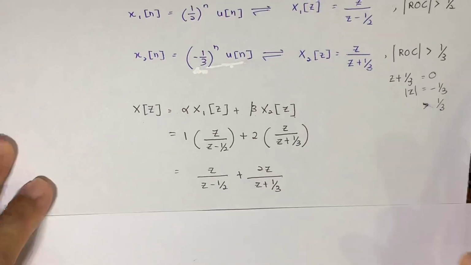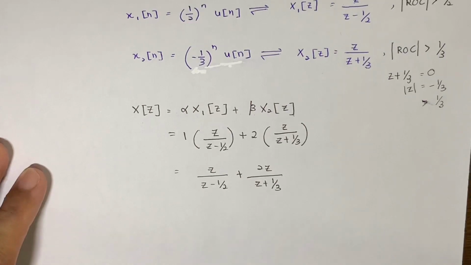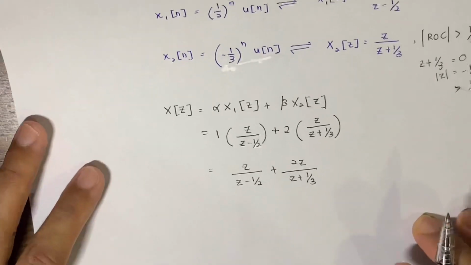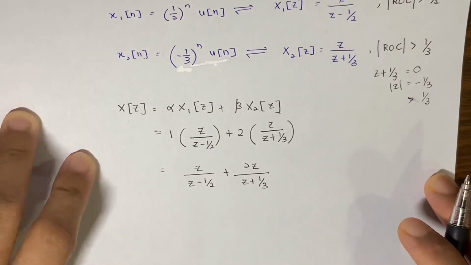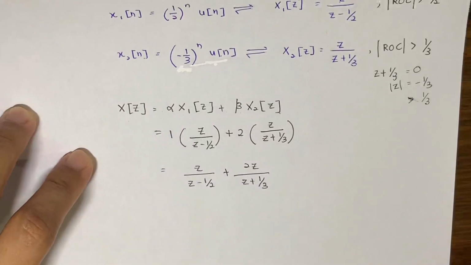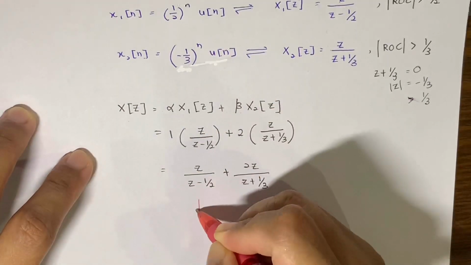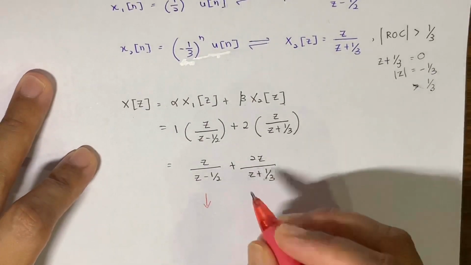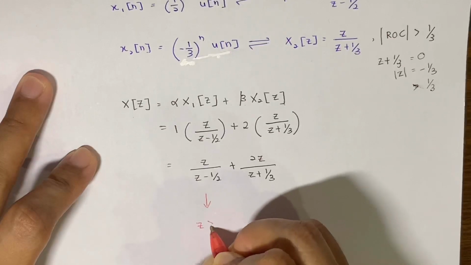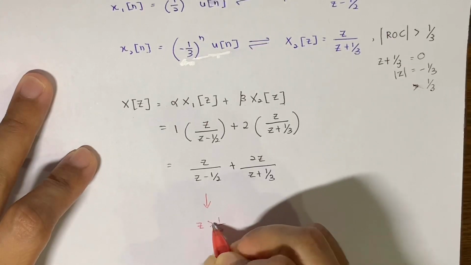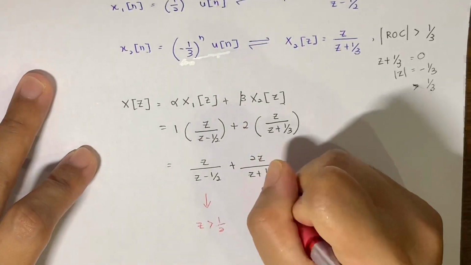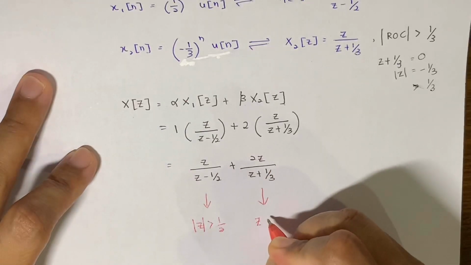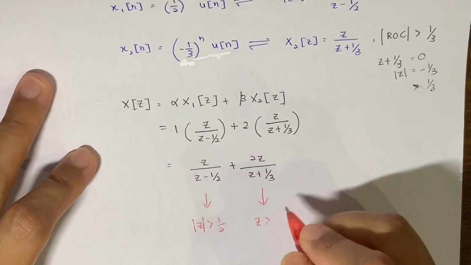So how do you find the ROC of this Z transform? Okay, we know that the ROC of this signal's Z transform is |Z| bigger than 1/2. For this one, |Z| bigger than 1/3.